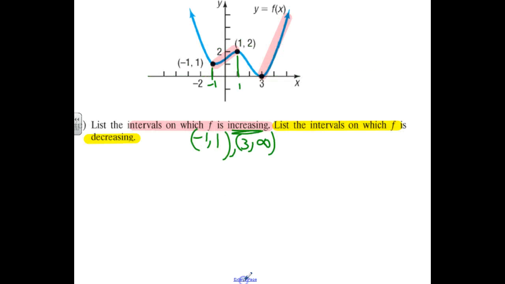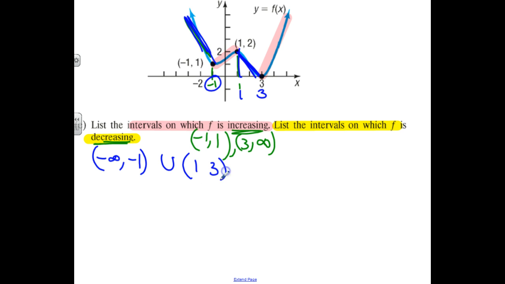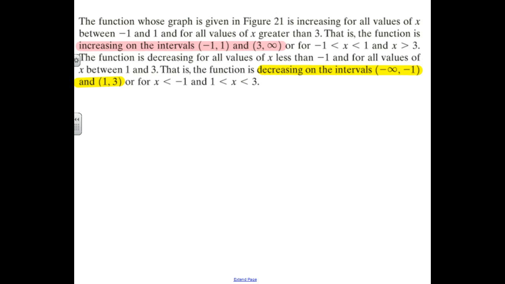Intervals of decrease would be here in blue. So it looks like it starts from negative infinity and goes up to the x value of -1. And that's in union with, looks like it's decreasing here, the x value is 1, and it stops decreasing at the x value 3. So remember, intervals of increase and decrease are only interested in the x values. So here are some answers. It looks like we did pretty good.